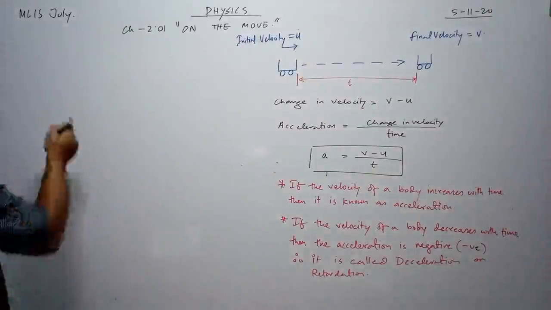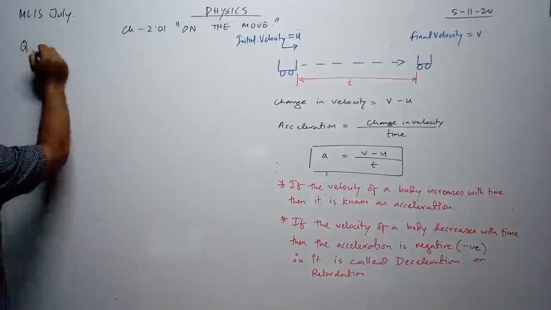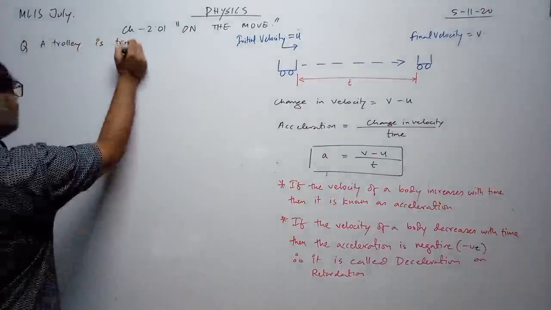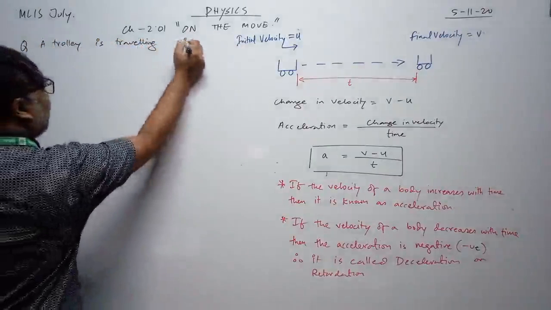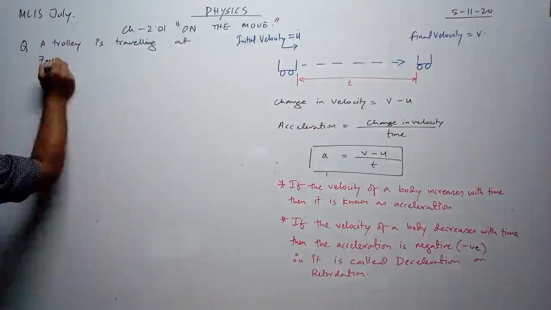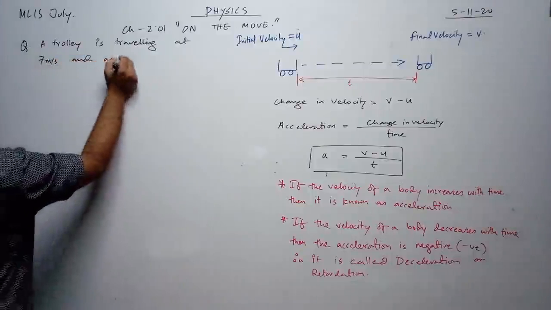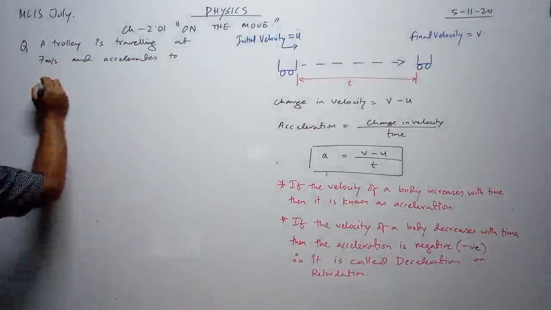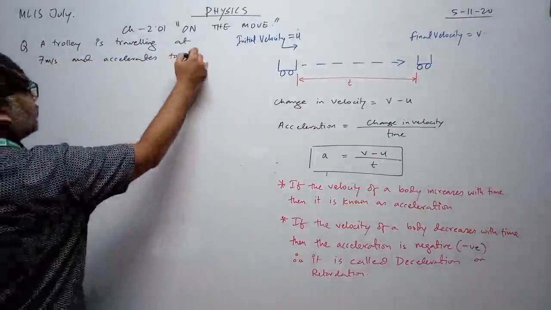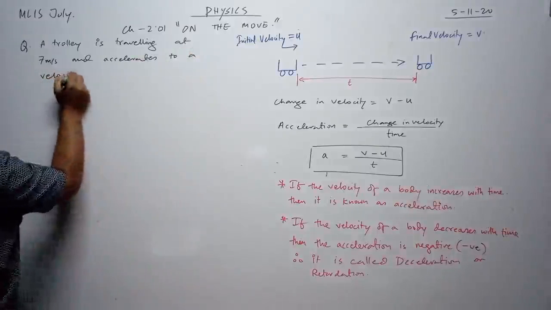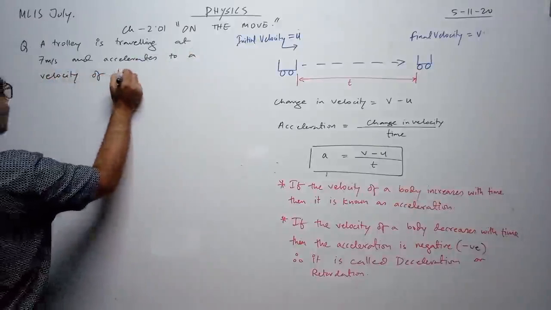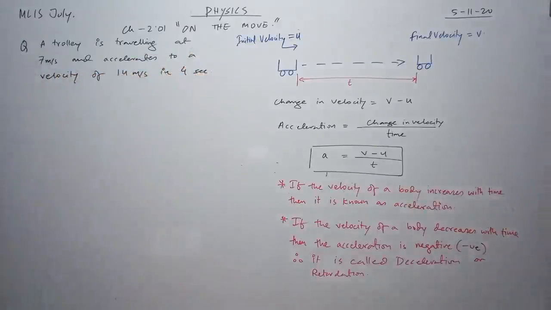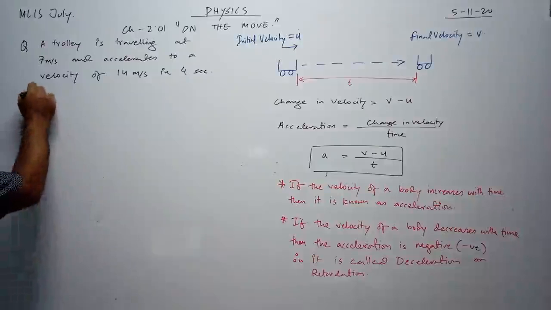Right. In the first sum, a trolley is traveling at 7 meter per second and accelerates to a velocity of 14 meter per second in 4 seconds.